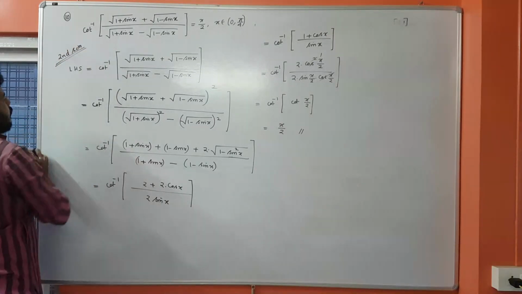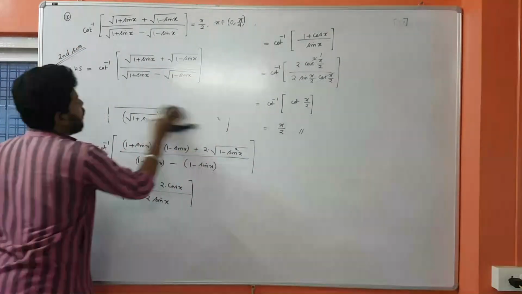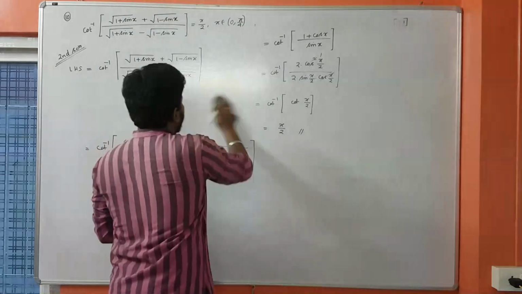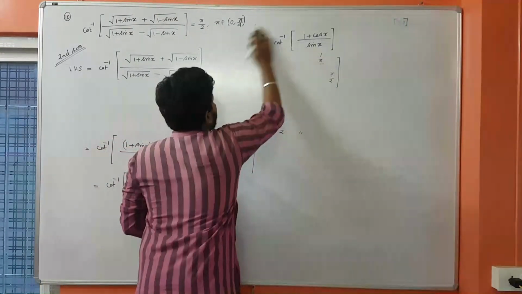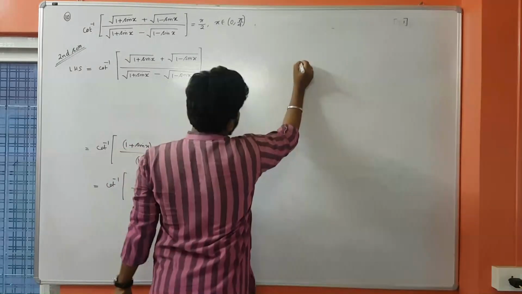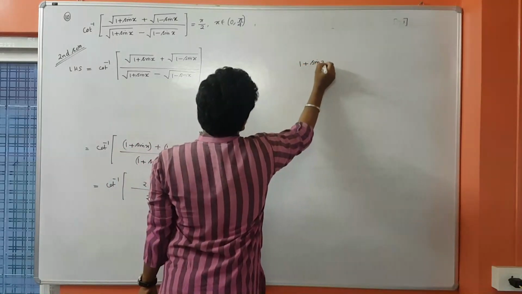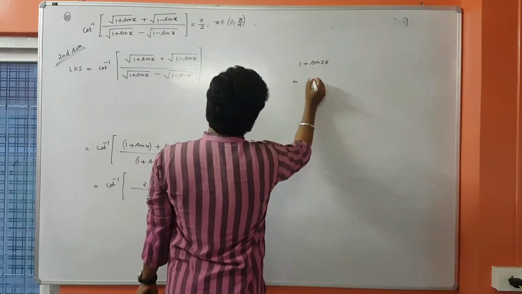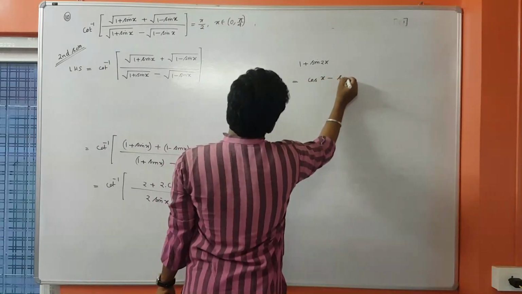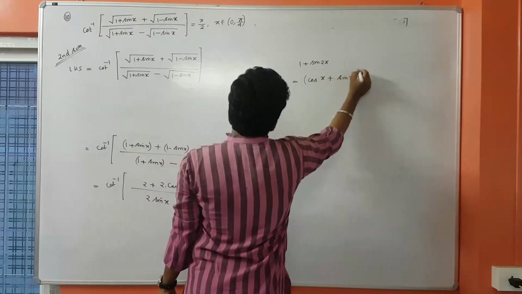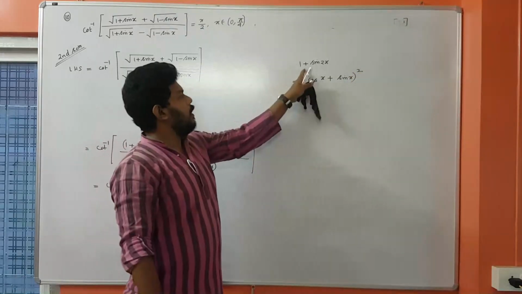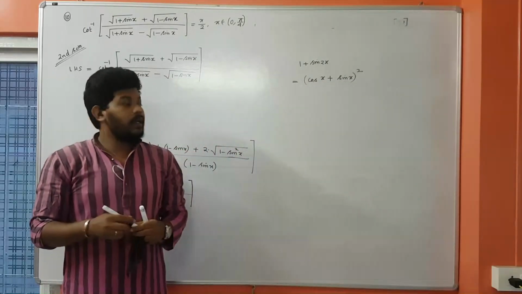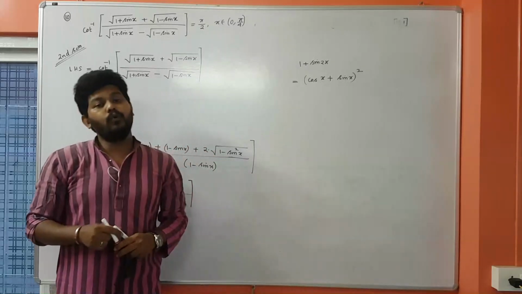Second solution, how to write this. What is 1 plus sin x? If you notice, what is 1 plus sin twice x? 1 plus sin twice x can be expressed as cos x minus sin x plus sin x whole square. 1 plus sin twice x is cos x plus sin x whole square. We can write this as cos x plus sin x whole square.